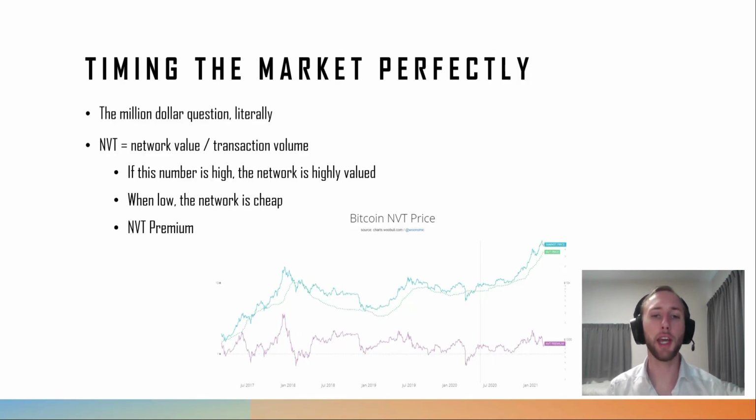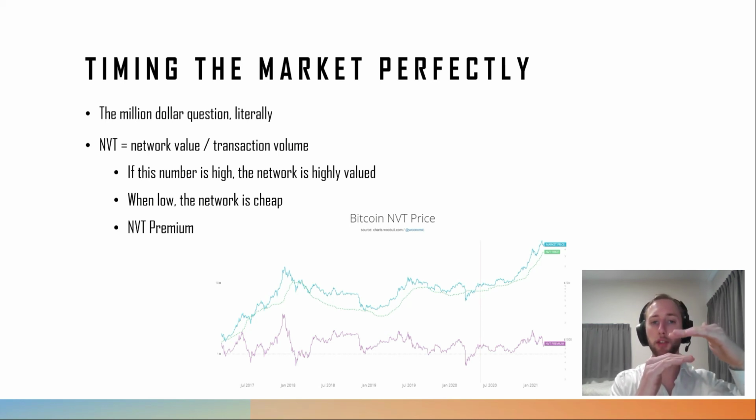Now, we've come to the end of the episode where I teach you guys how to time the market perfectly. In order to do so, we need one more metric, and that is the NVT ratio. NVT stands for network value divided by transaction volume. Without going into too much detail, if the network value, so the value of Bitcoin, is very high, but the transaction volume is very low, the ratio is very big. And that means the network is overpriced.